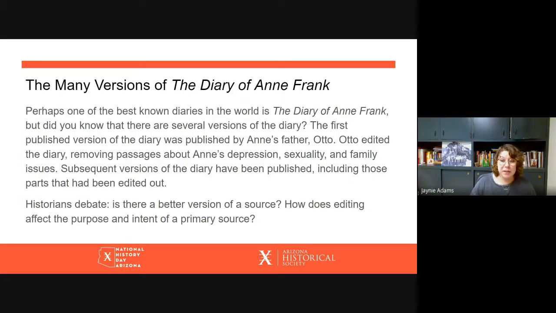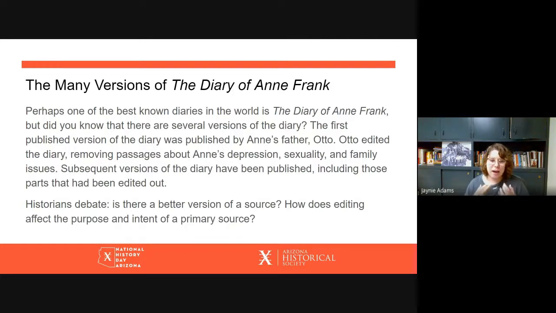All right, speaking of diaries, the many versions of Anne Frank's diary. Anne Frank's diary is probably one of the best known diaries in the world. But did you know that there are actually several versions of the diary? The first published version was published by Anne's father, Otto Frank, who edited Anne's diary and removed passages about her depression and her sexuality and issues that she was having within the family. Subsequent versions of the diary have been published, but they include those parts that were edited out.